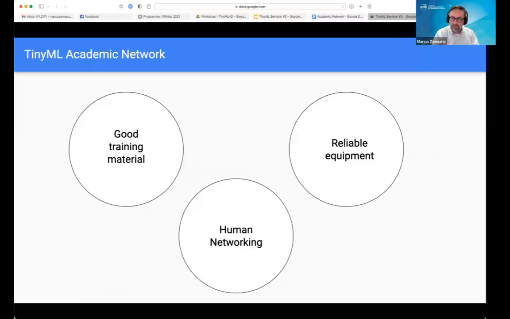So when we started this discussion about this academic network, we said that there's kind of three components. So one is training material. And that is, as you will see, available, but we need to pack it in a certain way. Second aspect is equipment. So we know that if you have the training material but you don't have the equipment, then you don't get the hands-on experience, and that is half the fun, I would say. And the third one is the human networking, which is again what we're interested in this network.